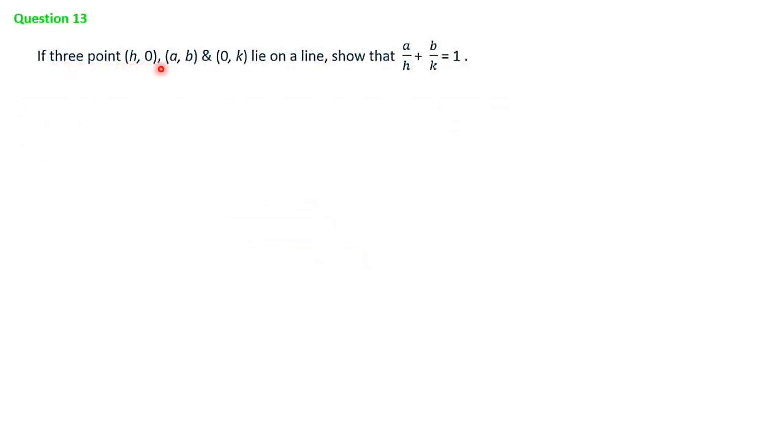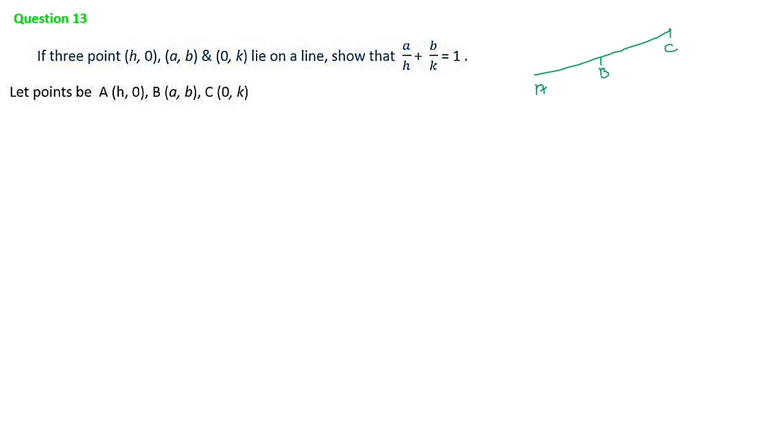Next we shall discuss the 13th question. If 3 points h, 0, a, b and 0, k lie on a line, show that a by h plus b by k is equal to 1. So here 3 points lie on a line, which means these 3 points are collinear. So by using the property of collinearity, we have to prove this statement. Let the points be h, 0 as A, a, b as B, and 0, k as C. So these 3 points are A, B and C.